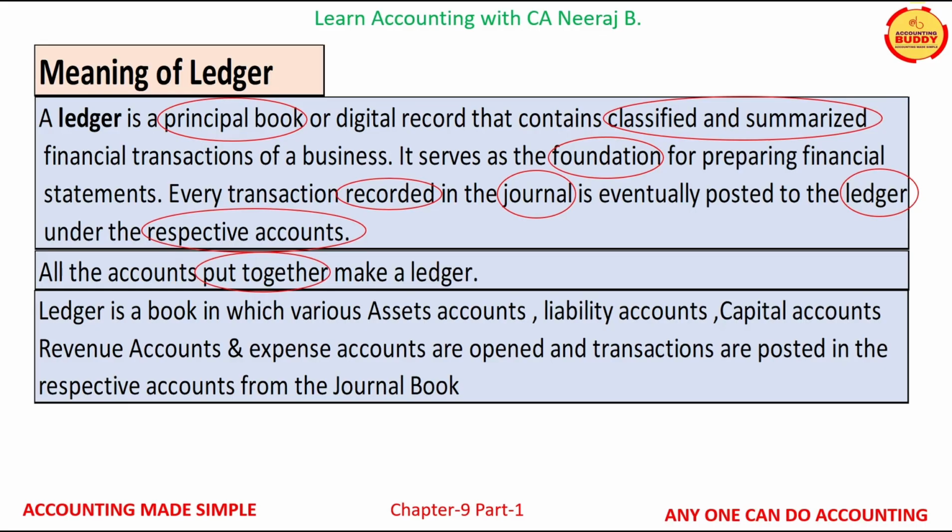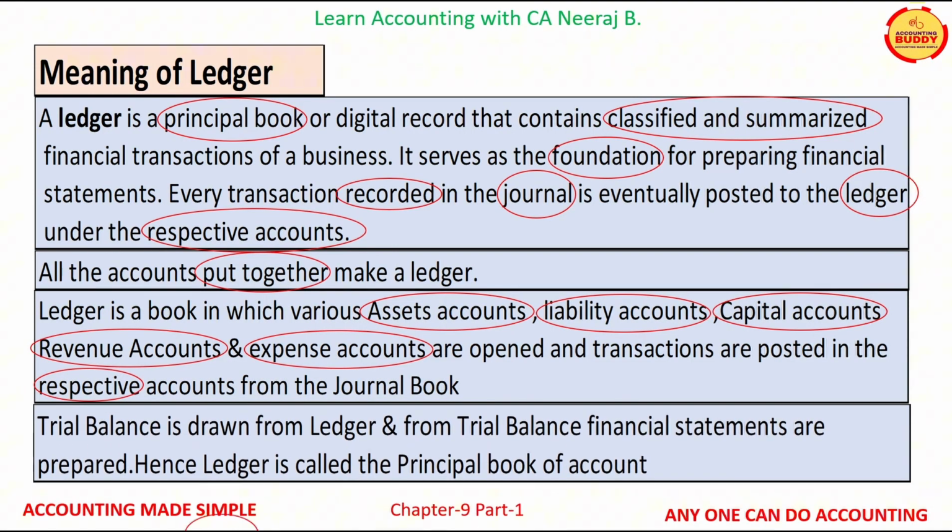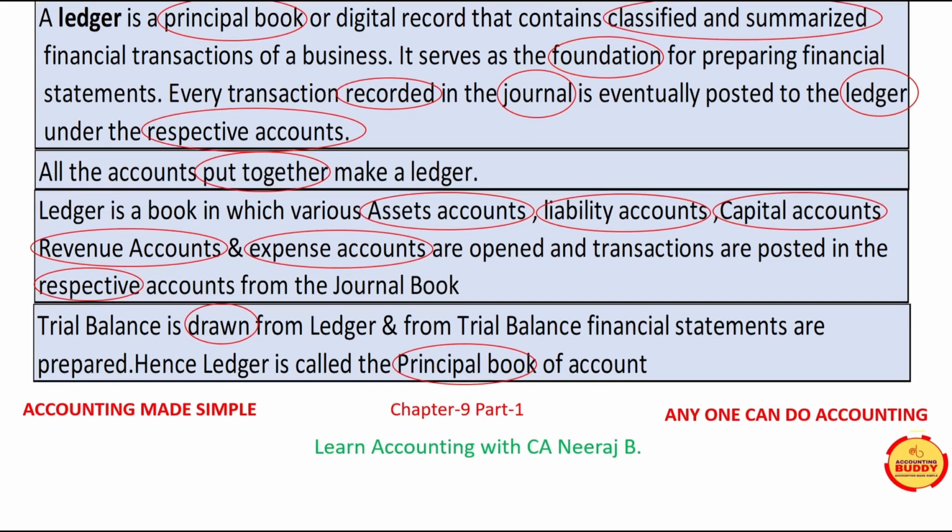Ledger is a book in which various asset accounts, liability accounts, capital accounts, revenue accounts, and expense accounts are opened and the transactions are posted in the respective accounts from the journal book. Trial balance is drawn from ledger, and from trial balance financial statements are prepared. Hence, ledger is called the principal book of account.